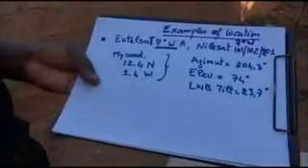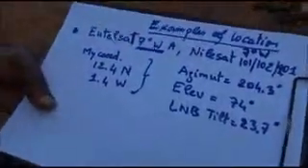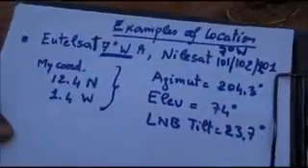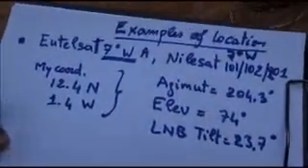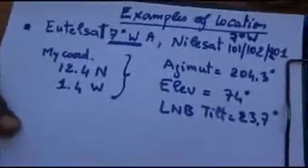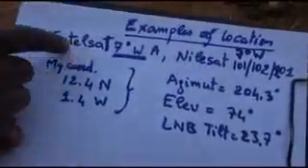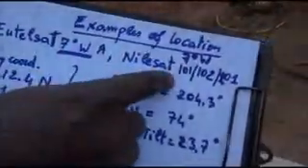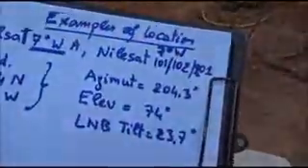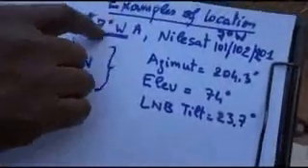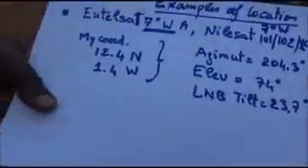Information about the satellite position connected to, as we explained, my geographic coordinates that I get from a GPS. You have, for example, the satellite Eutelsat 7 degree west A, or Nilesat 7 degree west. These two satellites are located at the same position, 7 degree west in the sky.